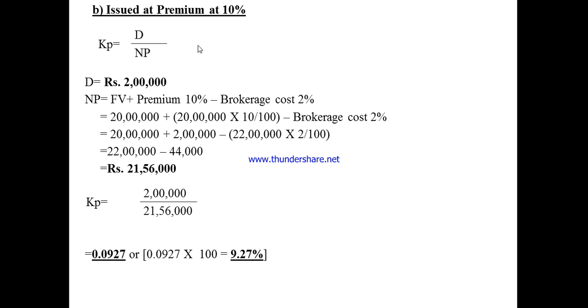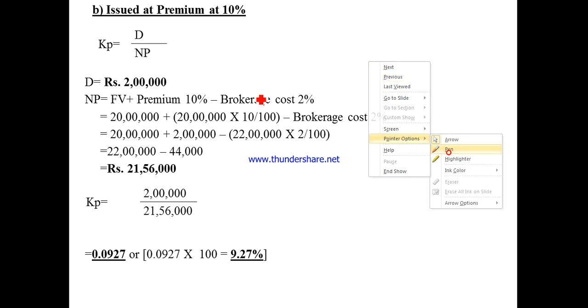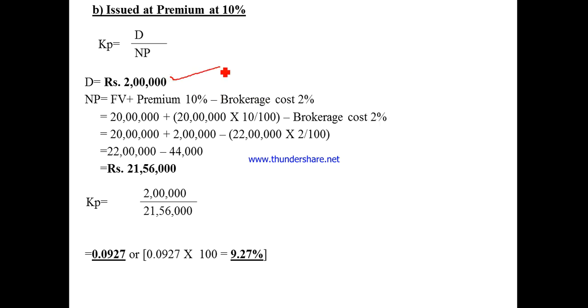Now let us go to when the preference share is issued at a premium of 10%. Here also the formula is the same. Dividend is 2 lakh, that is 10% on 20 lakh. Now net proceeds. Here the shares are issued at a premium, so net proceeds equals face value plus premium of 10% minus brokerage cost of 2%. Face value is 20 lakh, and premium of 10% on this 20 lakh becomes 2 lakh.